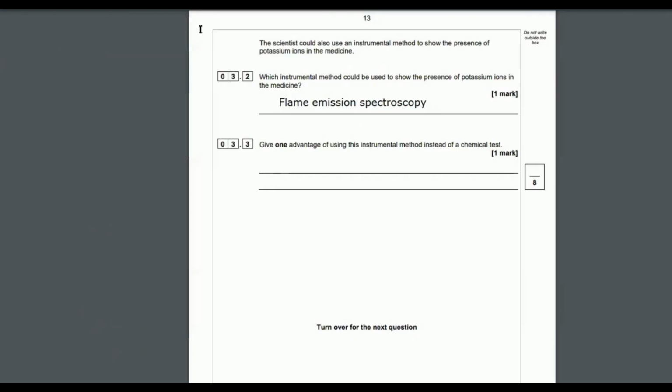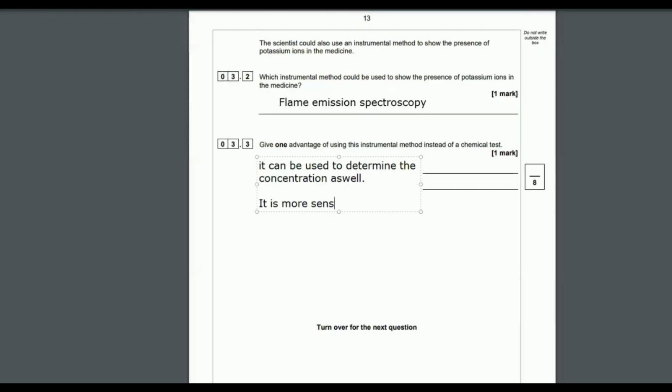Give one advantage of using this instrumental method instead of a chemical test. Well, the main advantage of flame emission spectroscopy that you can't get with a flame test with a Bunsen burner is you can work out the concentration of the ions, because you will get different intensities in the flame emission spectroscopy. So you'll be able to work out the concentration of potassium ions as well, which you can't do with a flame test. It's more sensitive, it's more accurate. All of those are acceptable answers.